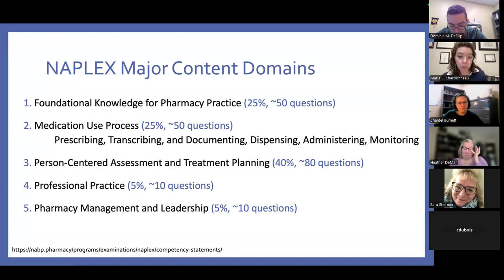And then the bulk of the exam, at about 80 questions, or 40% of the exam, is really focused on person-centered assessment and treatment planning. And I would argue this is the bulk of what we do as pharmacists in terms of assessing and creating plans, and in most settings, it's the bulk of what we're doing as preceptors in our clinic sites. And then there are 10-ish questions on professional practice, and 10-ish questions on pharmacy management and leadership. So these are the domain sections.